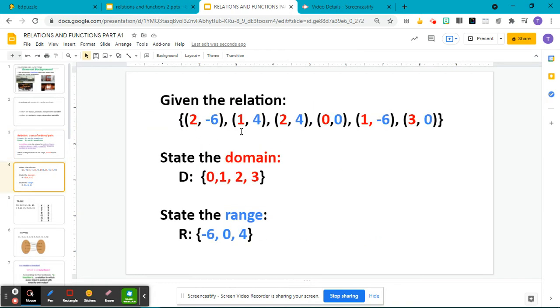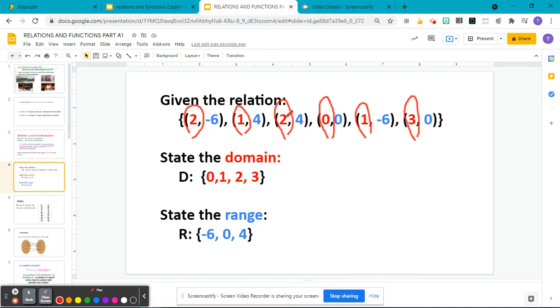So if I gave you this relation right here, 2, -6 is an ordered pair. 1, 4 is an ordered pair. 2, 4 is an ordered pair. So I have multiple ordered pairs. I have a relation. If I asked you to state the domain, I would be asking you to tell me all of the x coordinates, all of the x values. However, you notice that some of the x values are repeating themselves.